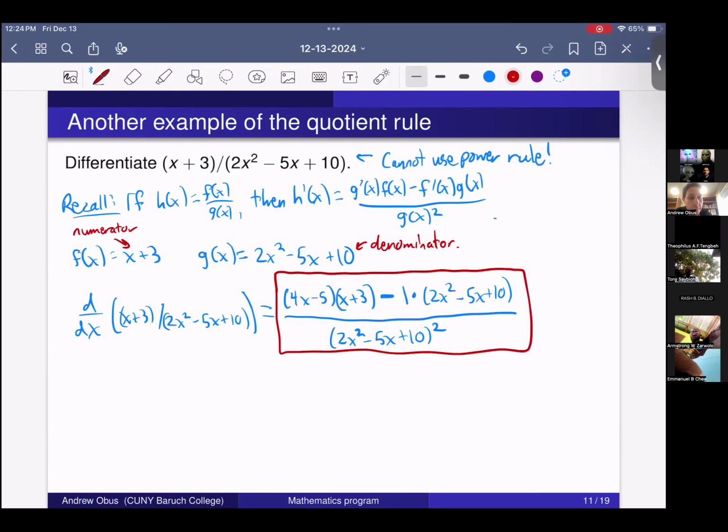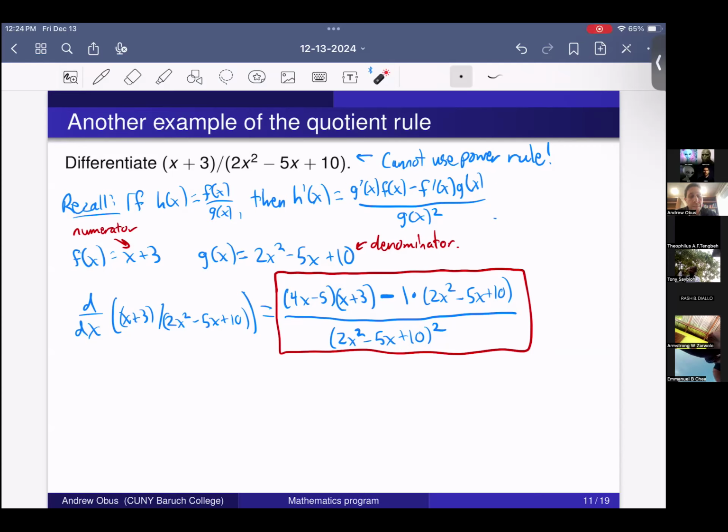I tried simplifying it. It doesn't simplify nicely. You can't cancel out any factors. It's not supposed to. I mean, you can rewrite this as just some quadratic polynomial in the numerator, but then you're done. There's nothing you can do to cancel out.